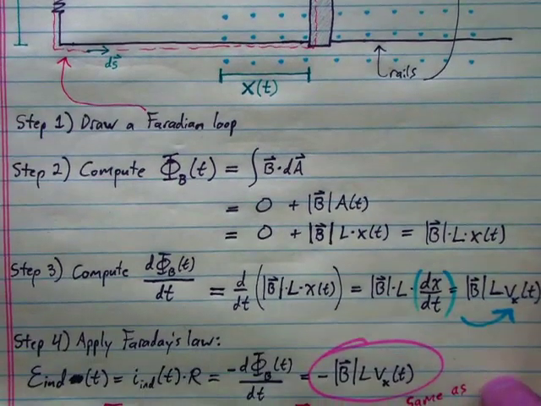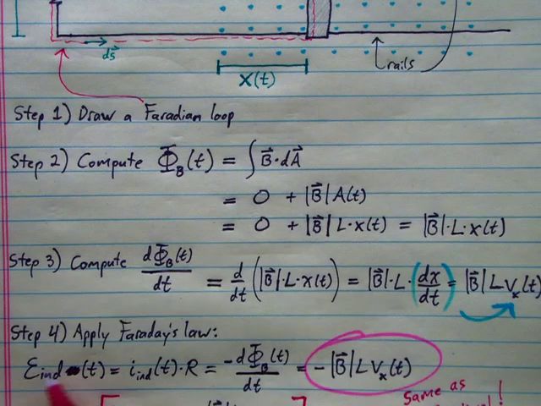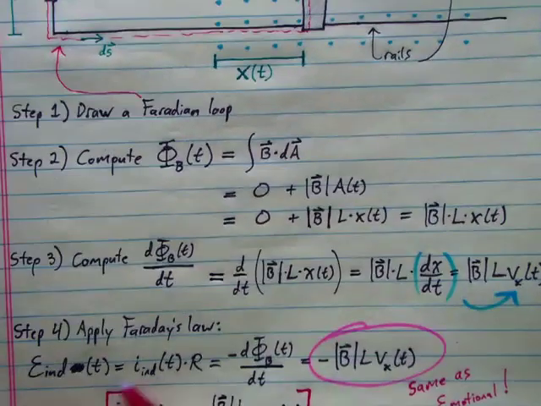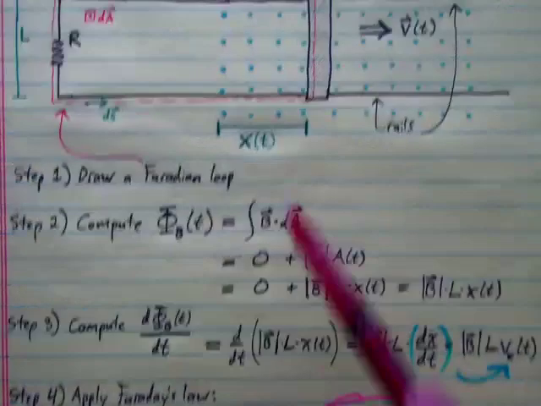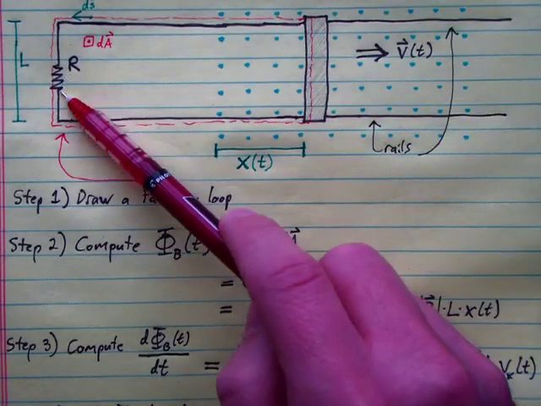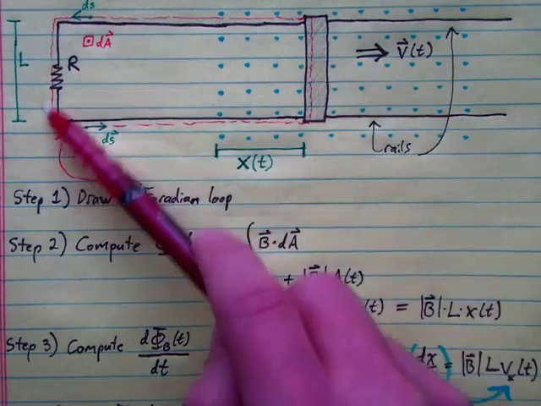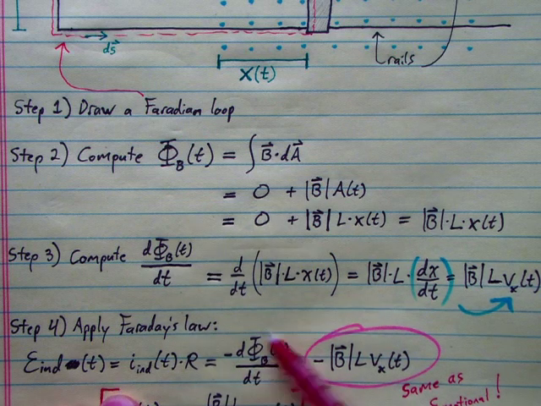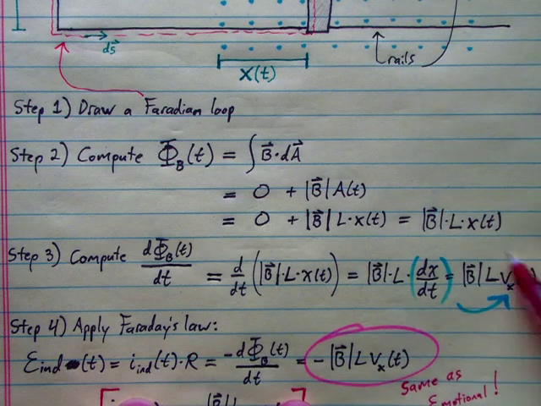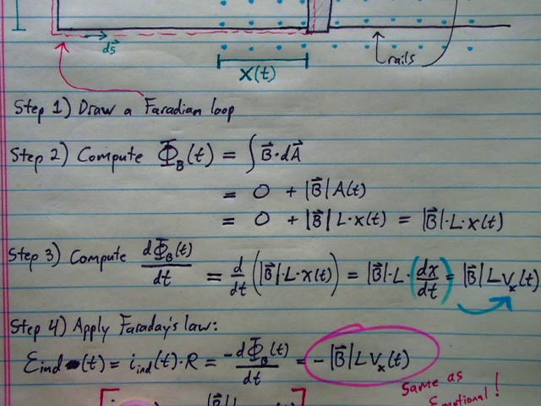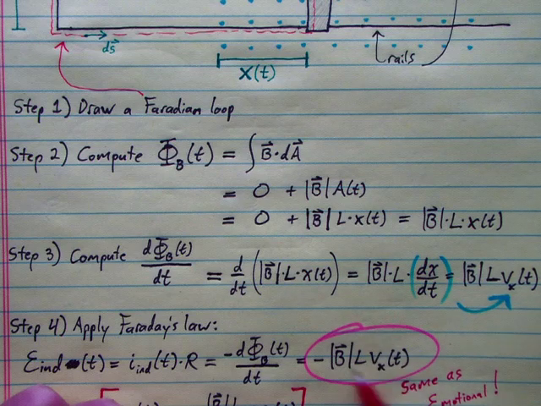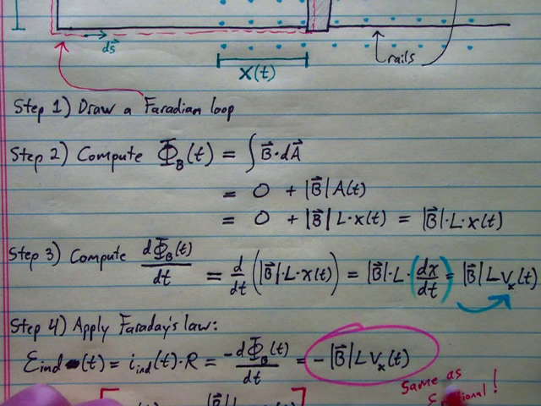Time to apply Faraday's law, step 4. We state that our induced EMF as a function of time around this loop is equal to the induced current around that loop times the resistance of that loop. Say there's some resistor over here that represents the total resistance of this whole path. So I times R equals the opposite of the time derivative of that flux. So that's the opposite of this expression, BLv. And note, this BLv is exactly the same expression as we came up with from our considerations of motional EMF.